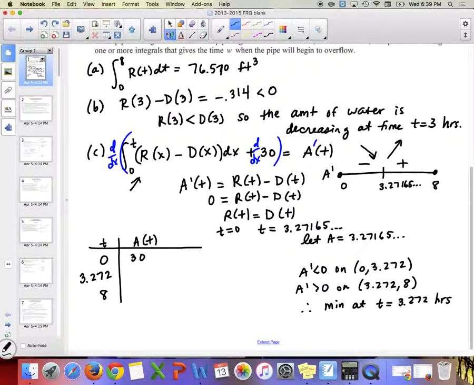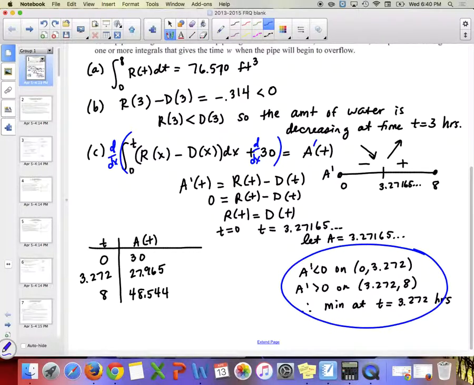All right, and then when you plug in 3.272, or a, which you've stored, you would end up getting 27.965, and when you plug in 8, you'd get 48.544.